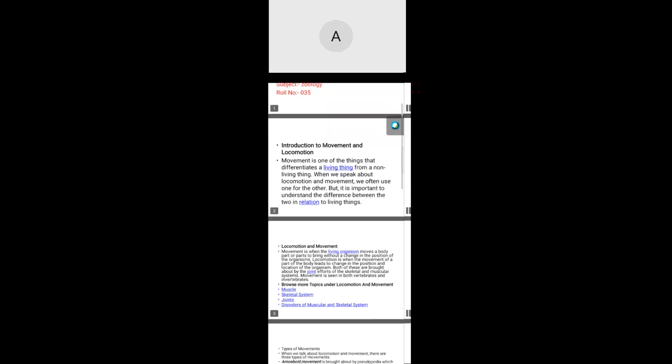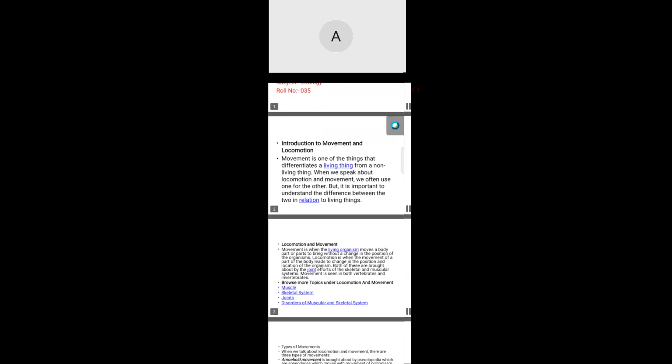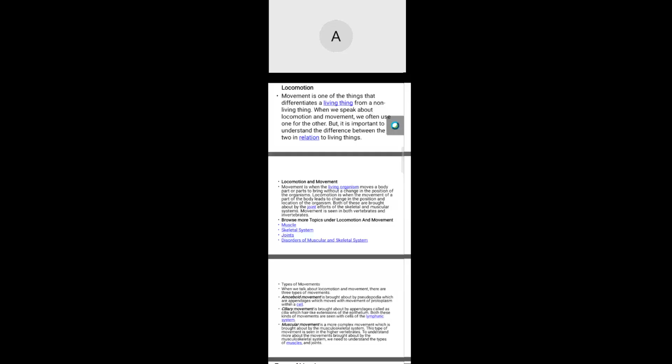Introduction to movement and locomotion. Movement is one of the things that differentiates a living thing from a non-living thing. When we speak about locomotion and movement, we often use one for the other, but it is important to understand the difference between the two in relation to living things. Movement is when the living organism moves a body part without a change in the position of the organism.